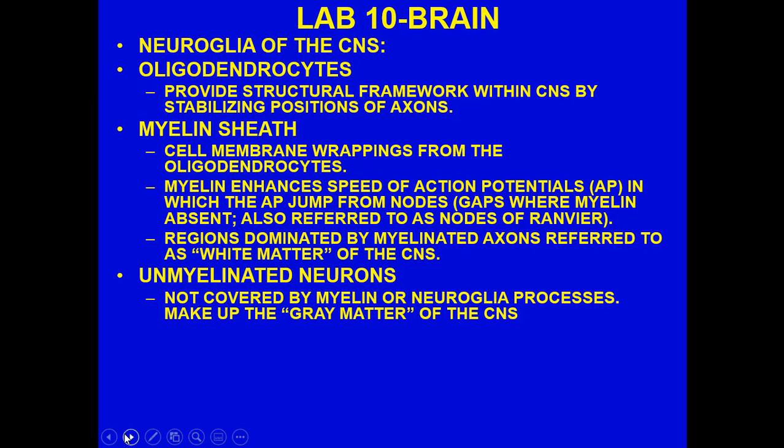White matter is heavily laden with myelinated axons. The unmyelinated neurons, they're not covered by myelin or neuroglial processes, and they make up what we call the gray matter of the central nervous system.